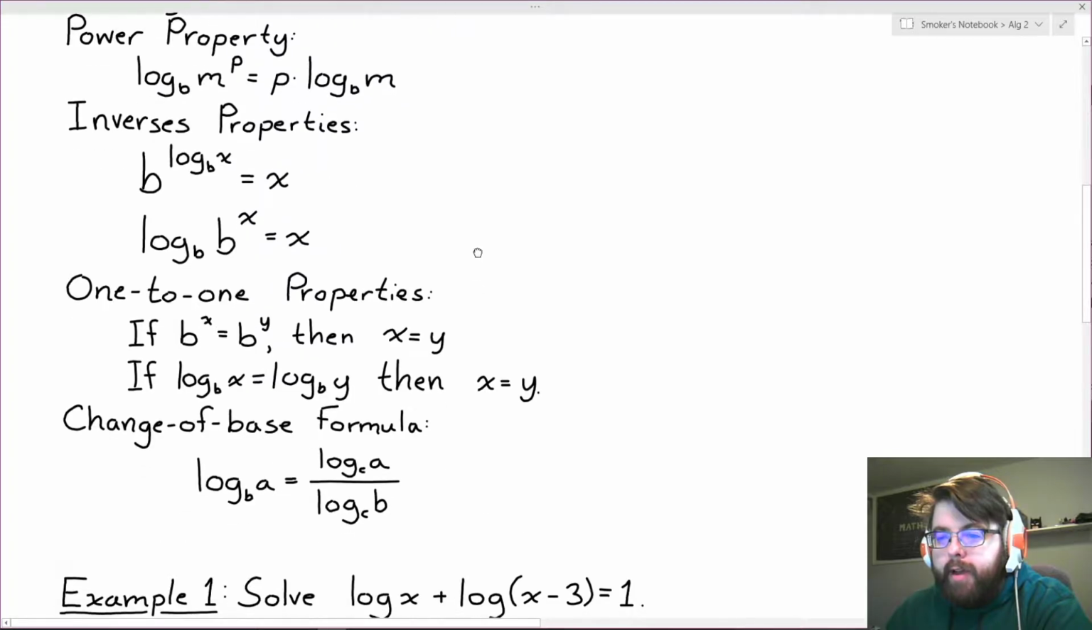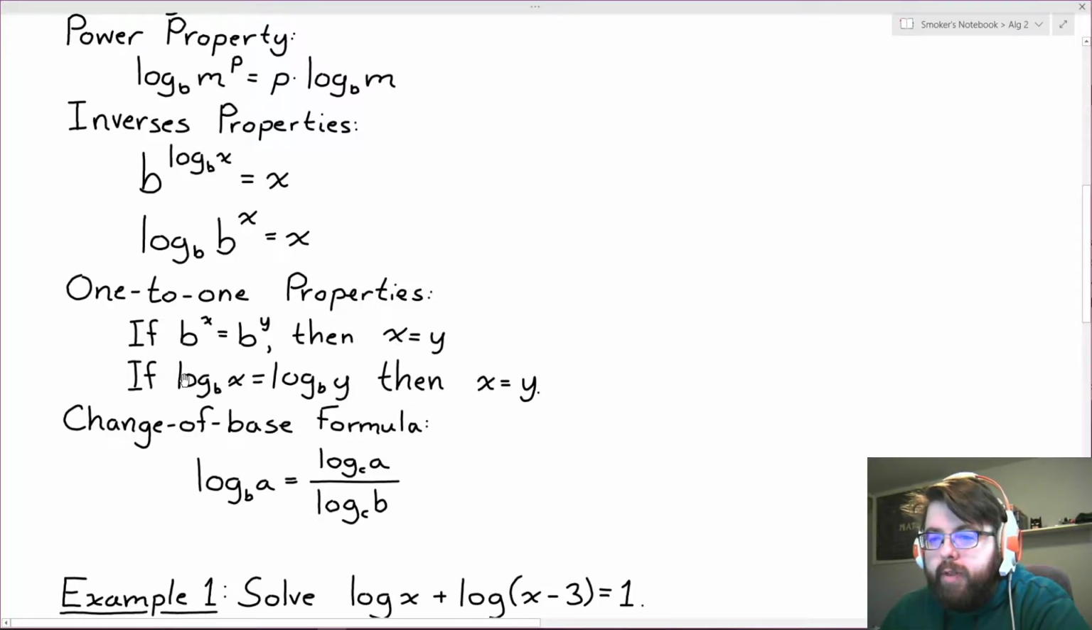One-to-one properties. This is where you want to, if you can, and sometimes this works, sometimes it doesn't, get the same base on both sides by manipulating or working with what's on one of those sides. Once you have the exact same bases, you can set the exponents equal to each other. I think we're going to do a few like that. So once the exponents are equal to each other, then you can solve this like a normal equation.